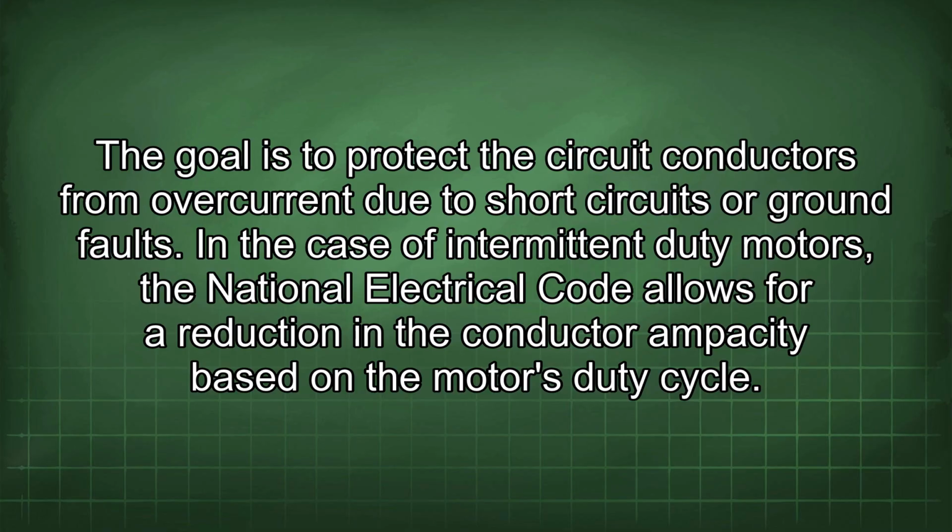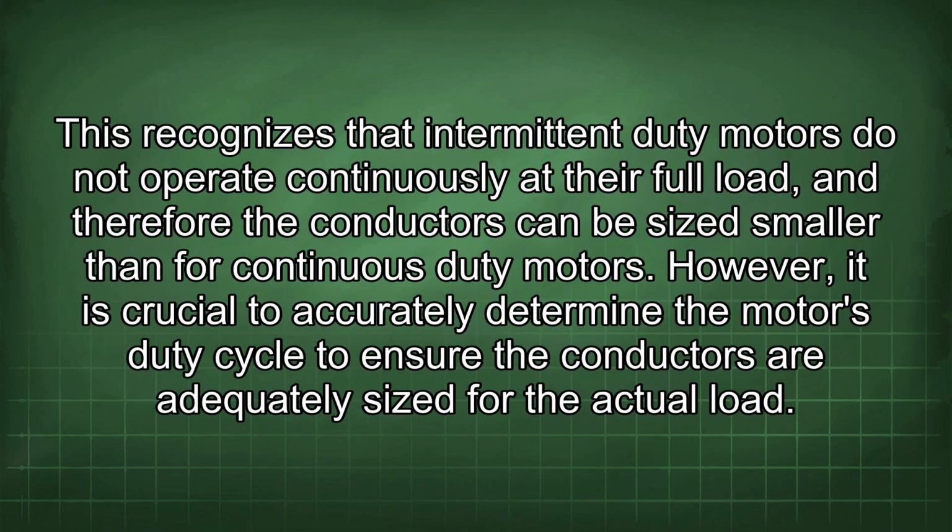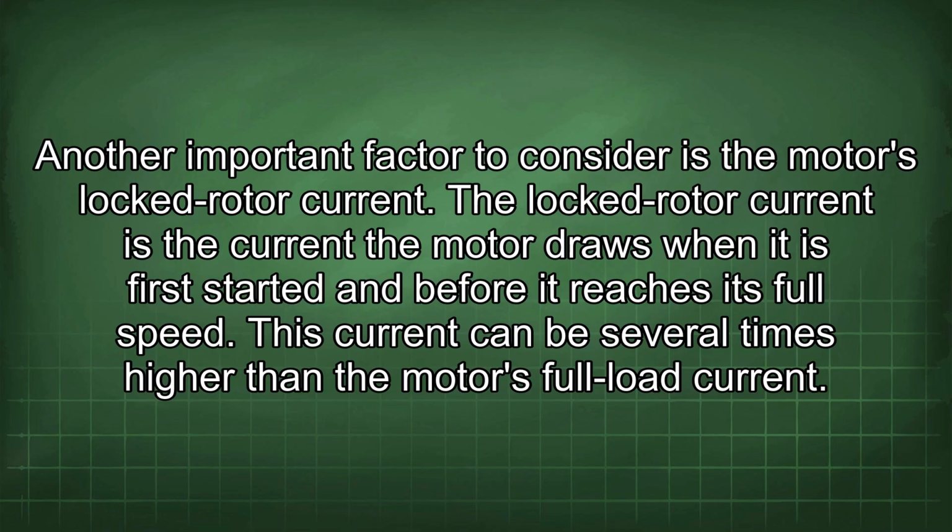In the case of intermittent duty motors, the National Electrical Code allows for a reduction in the conductor ampacity based on the motor's duty cycle. This recognizes that intermittent duty motors do not operate continuously at their full load, and therefore the conductors can be sized smaller than for continuous duty motors. However, it is crucial to accurately determine the motor's duty cycle to ensure the conductors are adequately sized for the actual load.